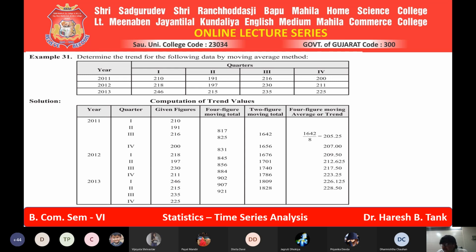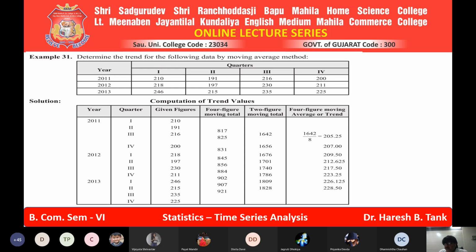The totals are 817, 825, 831, 845, 856, 884, 902, 907 and 921. That is the four quarterly moving total. Once you complete it, the next column should be 4 quarterly moving total centered.